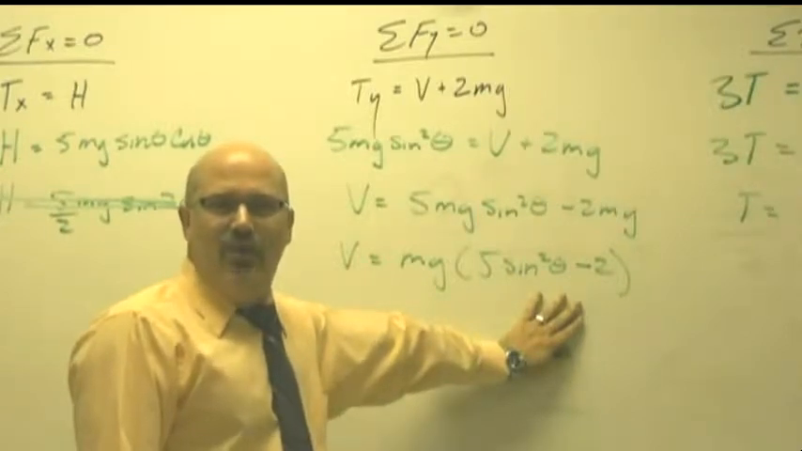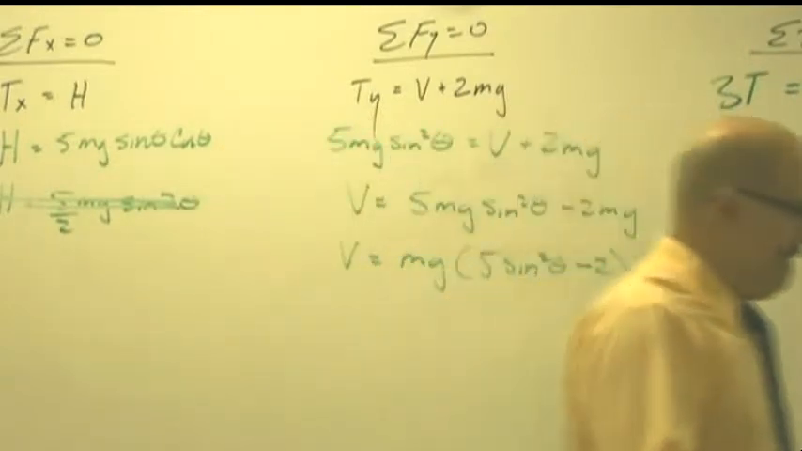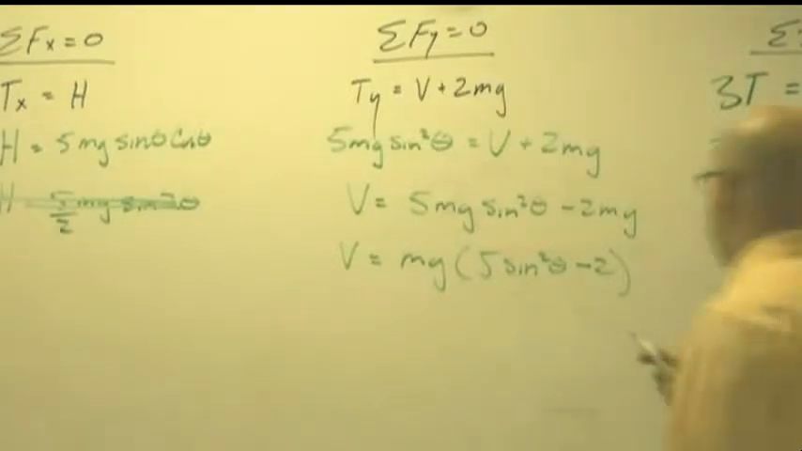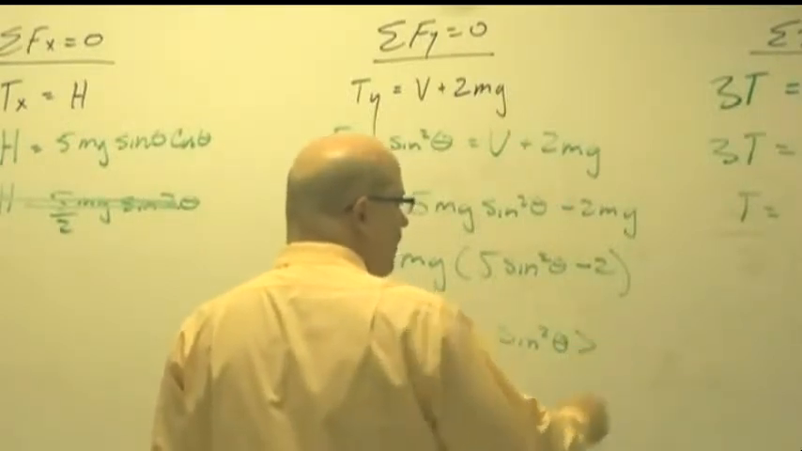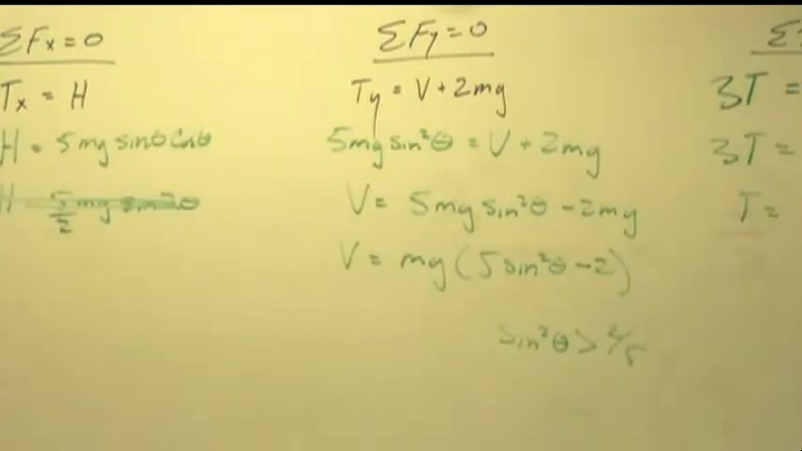Tell me, under what conditions is this positive? When it's greater than positive 2. When 5 sine squared theta is greater than 2, sine squared theta has to be greater than 2/5. Real quick, graph sine squared theta and graph 2/5.